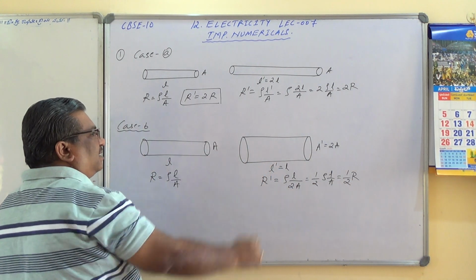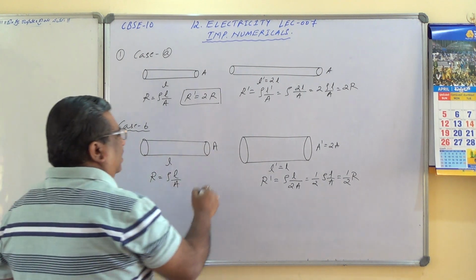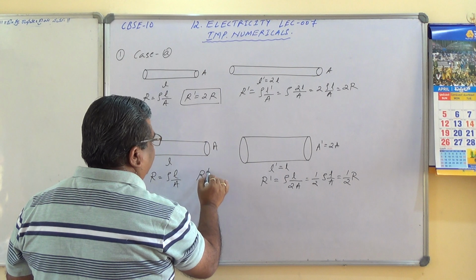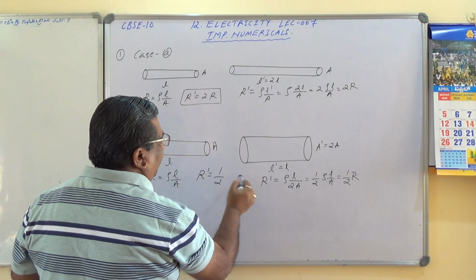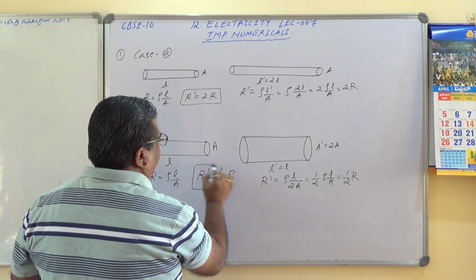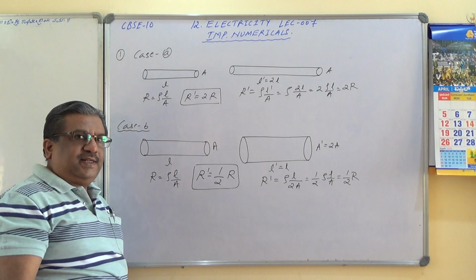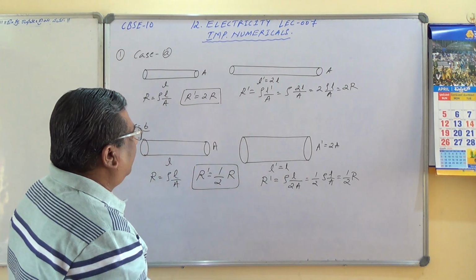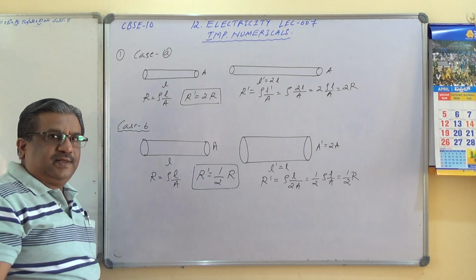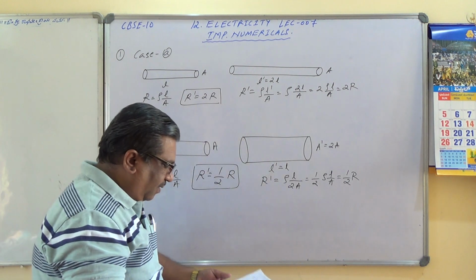So if the length remains same, if the area of the cross section is twice, then the new resistance R dash equals half the original resistance. Half the original resistance. This is the conclusion for this. Another 2 cases are there. First you note it down, and then I list down another 2 cases. I hope you have noted down.